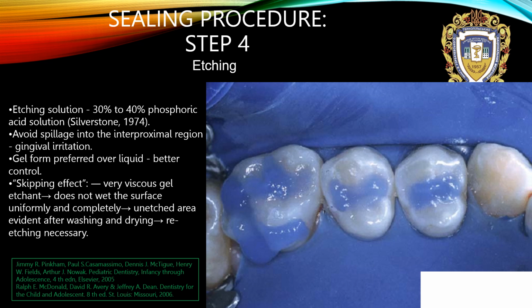Sometimes we can observe a skipping effect when a very viscous gel etchant is used. It does not wet the surface uniformly and completely, and as a result, an unetched area is evident after washing and drying. If we notice such areas, we must re-etch those surfaces. Re-etching is necessary.